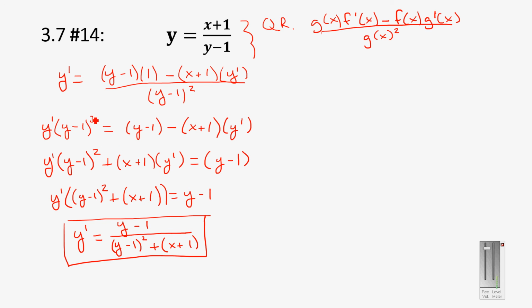Notice what we did here. We had a y prime over here. We worked to get everything that was a y prime across the way. I don't know if this helped me a whole lot, but it wound up helping me quite a bit because I got this out of the denominator and it just cleaned up quite a bit down to that. So that's 3.7, number 14.